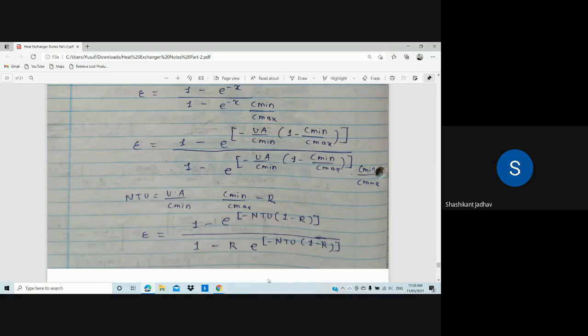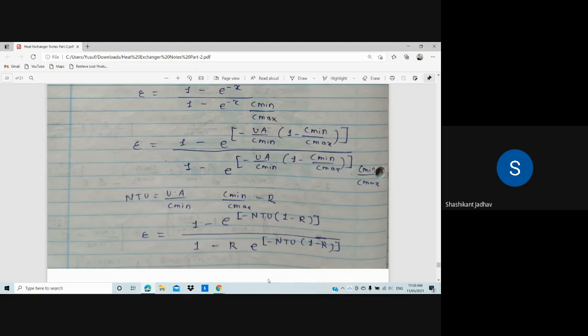Okay, so therefore we get the value for the effectiveness. So epsilon is equal to 1 minus e raised to minus u into a divided by c minimum into bracket 1 minus c minimum upon c max bracket complete, divided by 1 minus e raised to minus u into a divided by c minimum into bracket 1 minus c minimum upon c max, into c minimum upon c max.